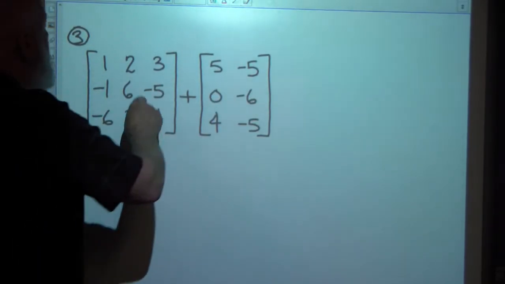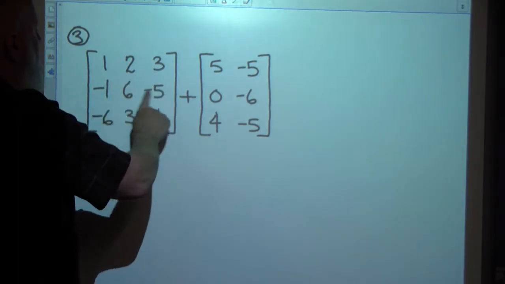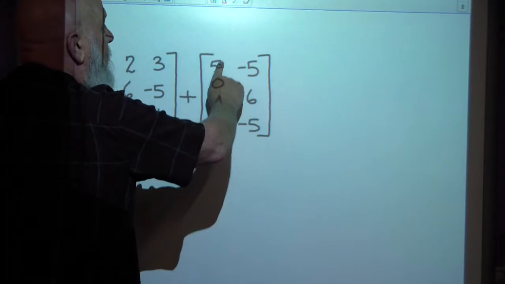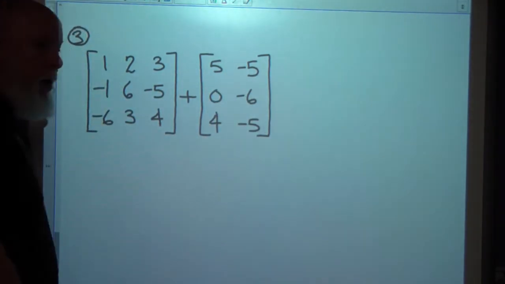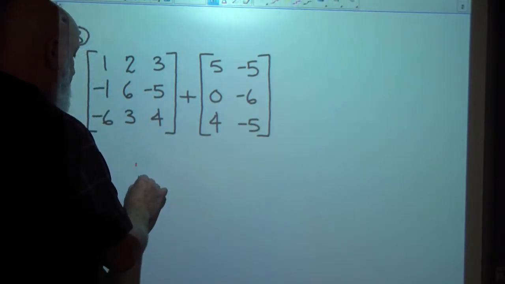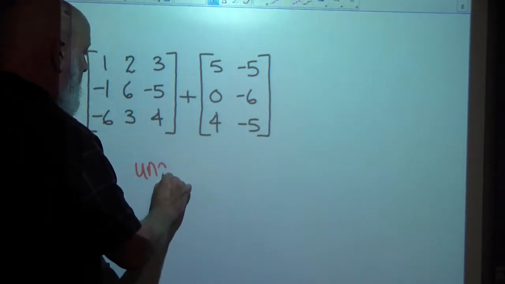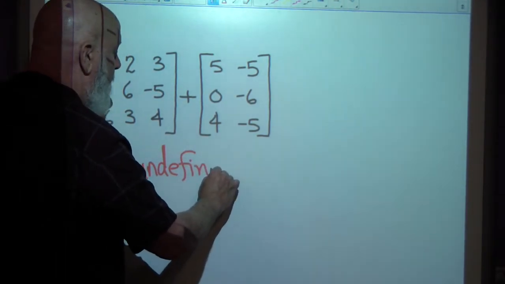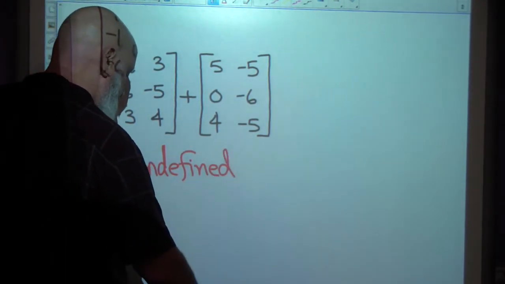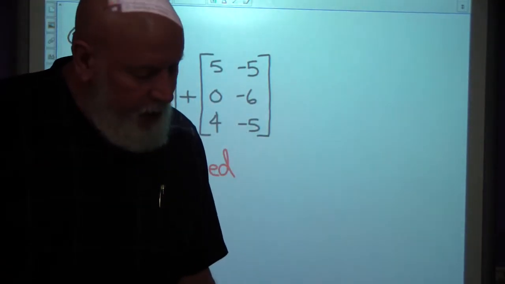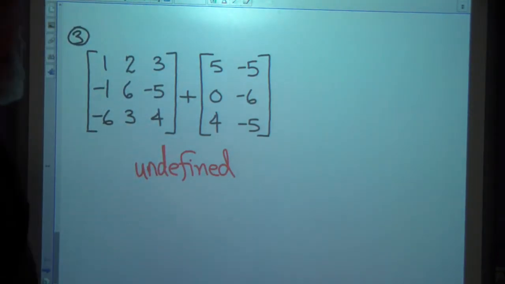I'm going to check. I've got 3 rows, 3 columns, 3 rows, only 2 columns. This is not defined. We can't add them together. It's not defined. That's the easiest one right there. Okay, well, let's see what that says. It says undefined, yay. So there we are.